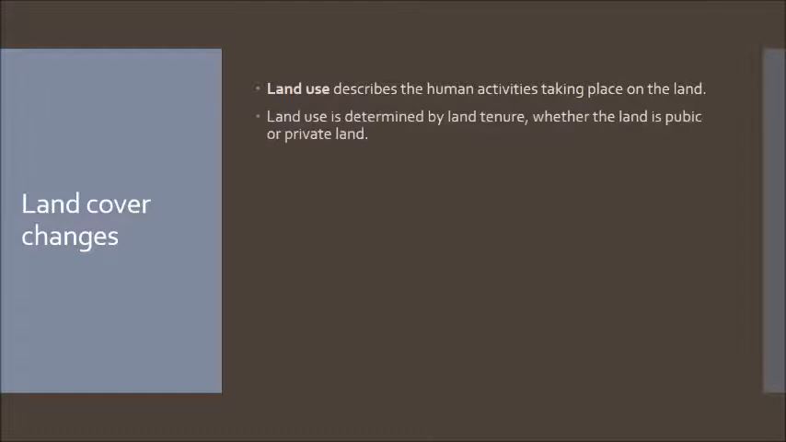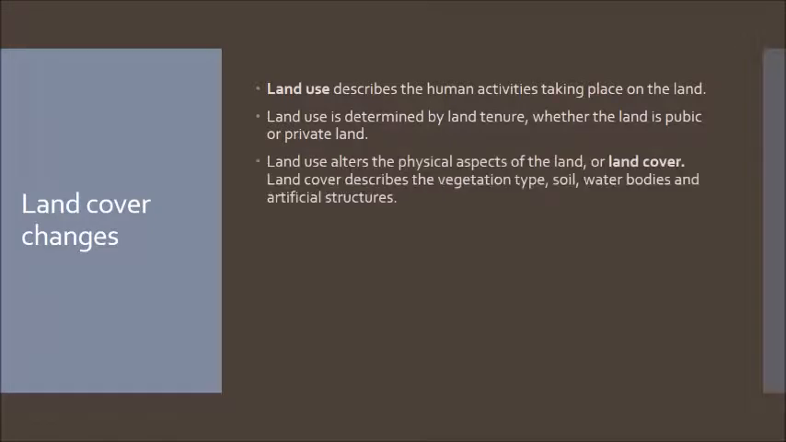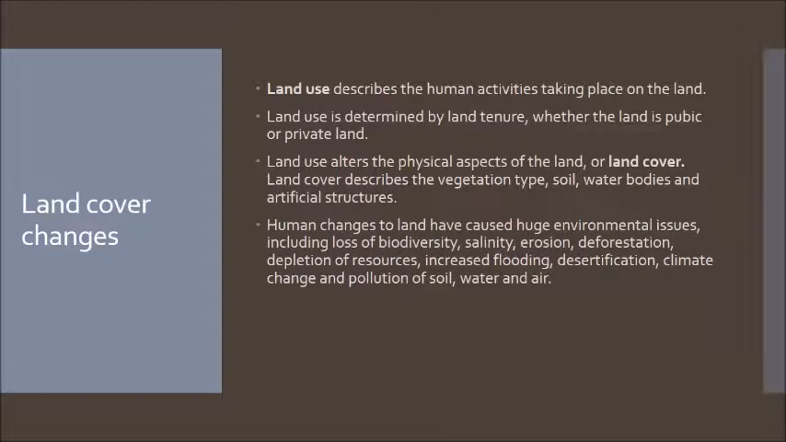And these changes occur on quite a long time scale, okay, of multiple years to hundreds of years. So land use is determined by the land tenure, so whether the land is public or private in this day and age. Okay, so this is talking about now in today's day and age. If the land is public or private, that kind of determines what the land is used for. So land use alters the physical aspects of the land, or the land cover. So it alters the vegetation type, the soil, the water bodies, the artificial structures that are on there. Land use alters everything about the land.